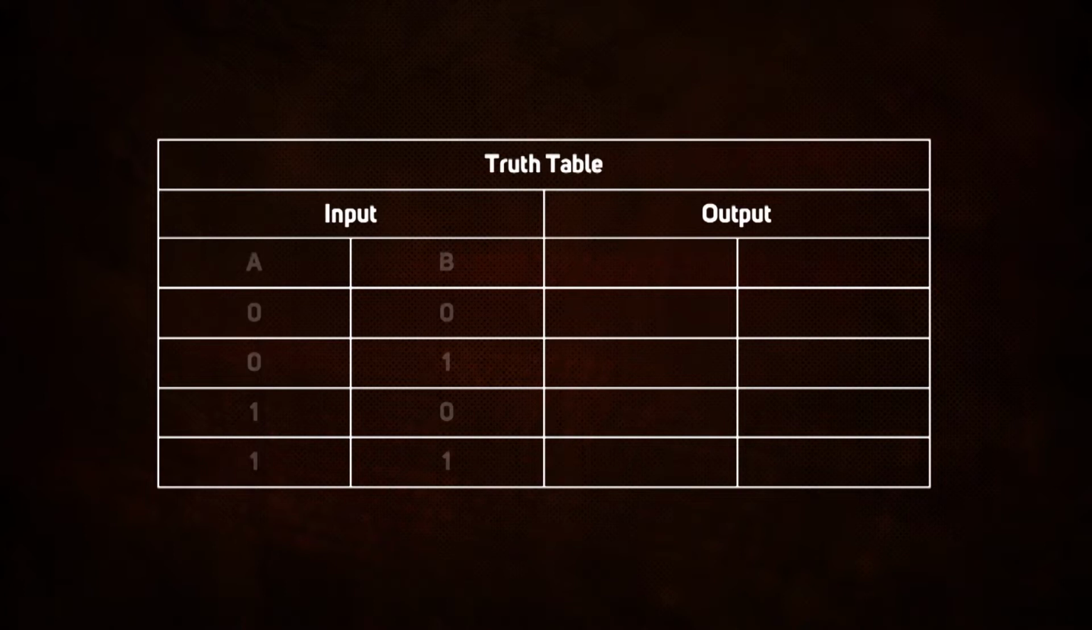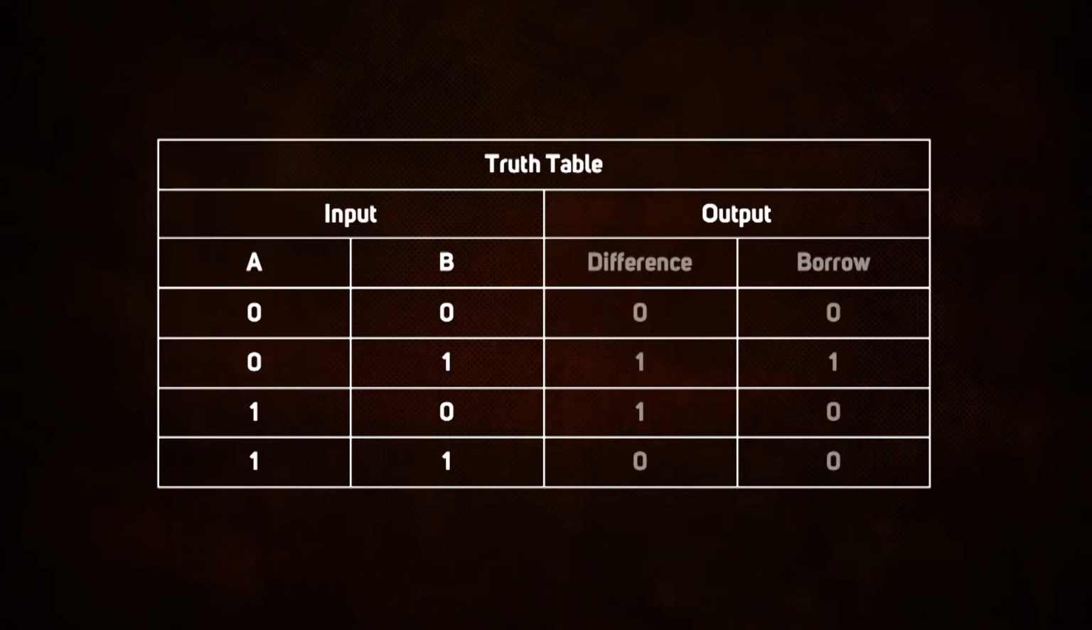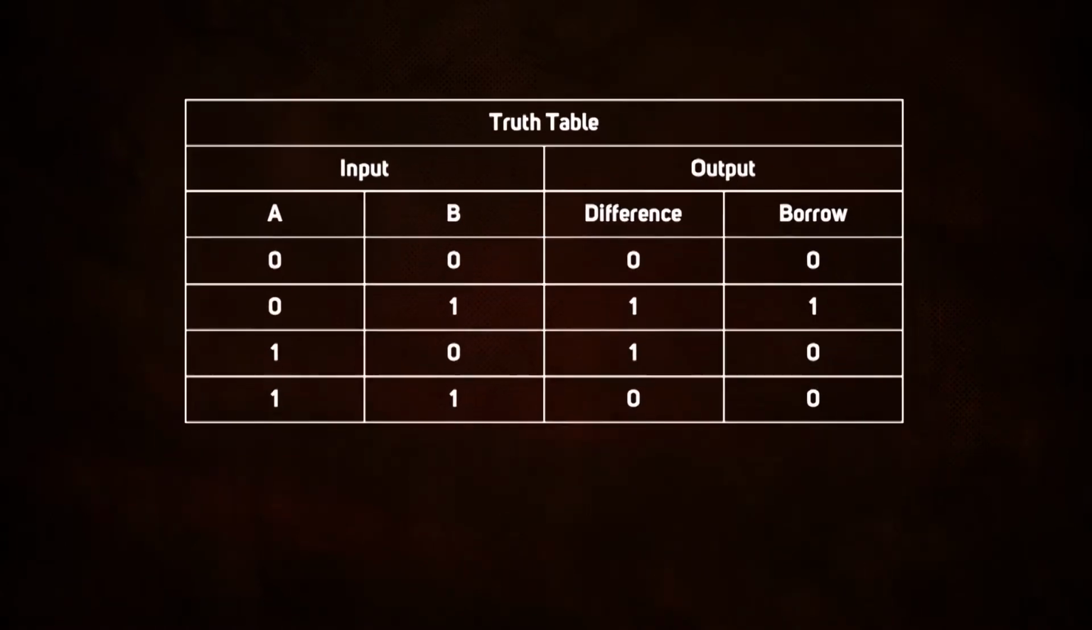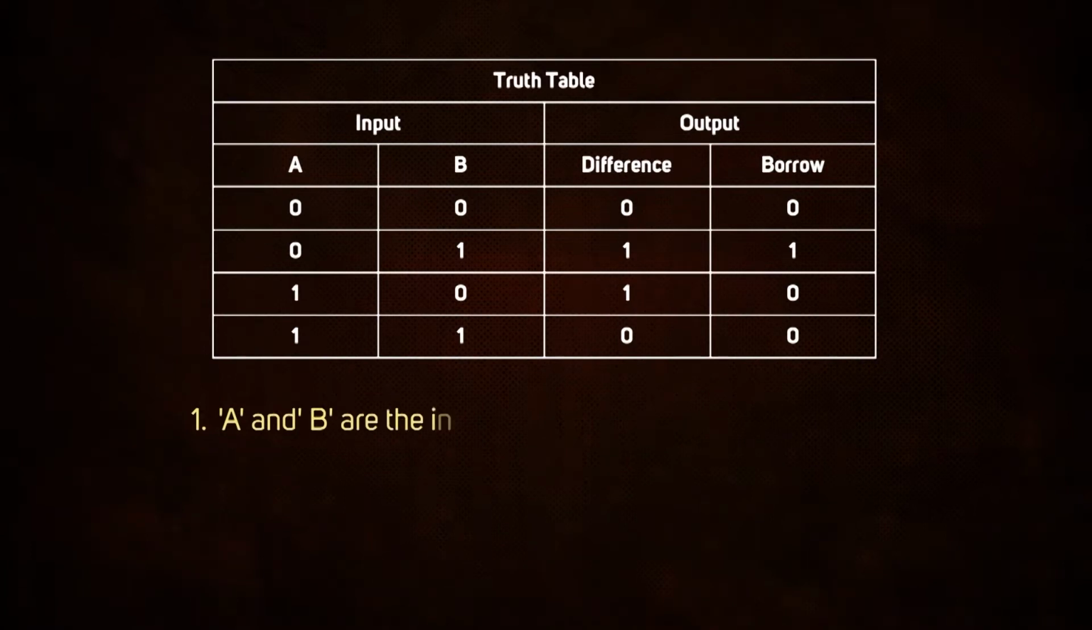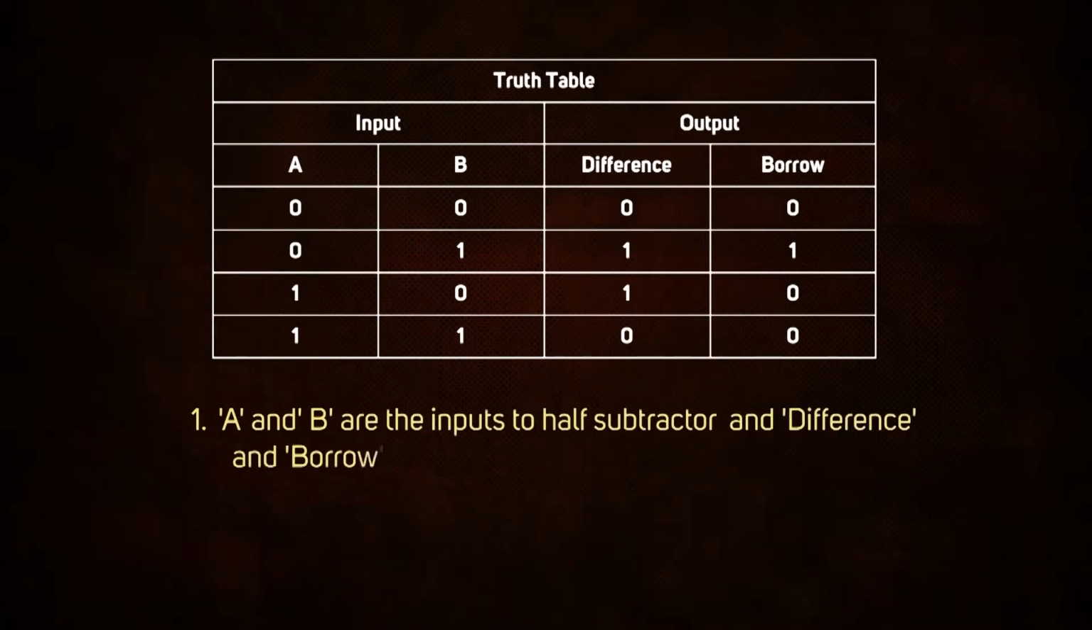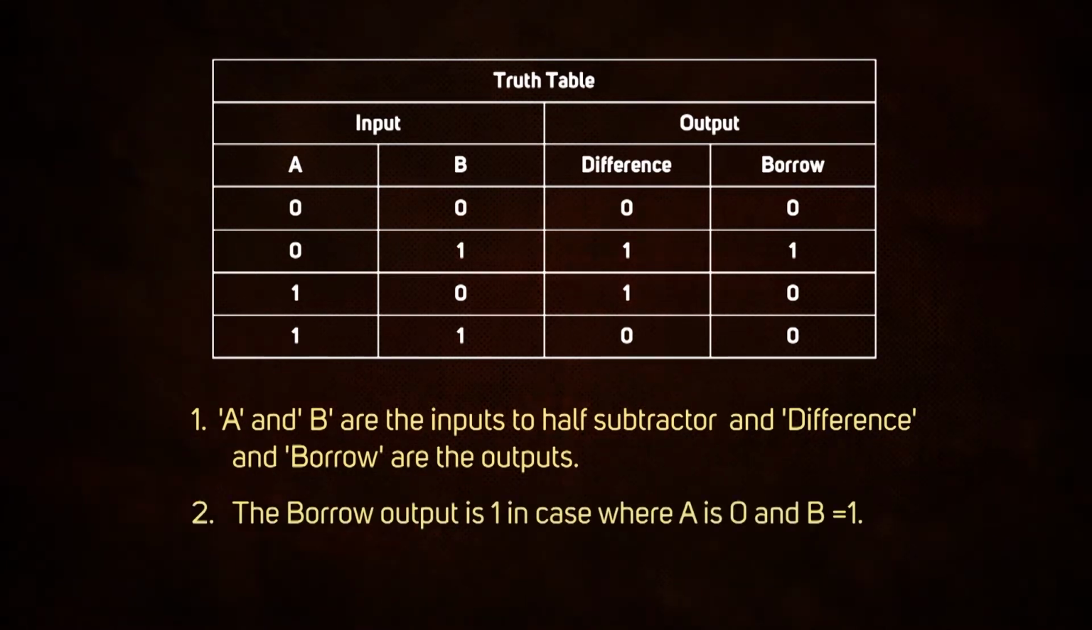Good. Now, let me describe the logical operation of a half subtractor. For that, let us write the truth table of the half subtractor. The input variables A and B take the values 0 0, 0 1, 1 0 and 1 1. Write the outputs: difference and borrow are 0 0, 1 1, 1 0 and for the last it is 0 0. From the truth table, we gather some facts: A and B are the inputs to the half subtractor and difference and borrow are the outputs. The borrow output is 1 in the case where A is 0 and B equal to 1.